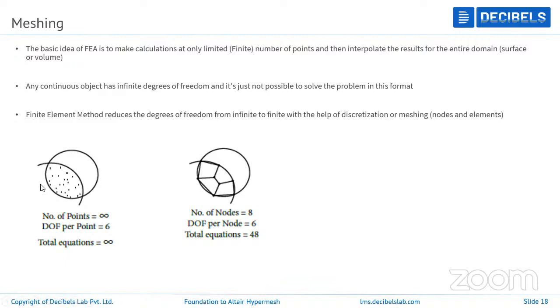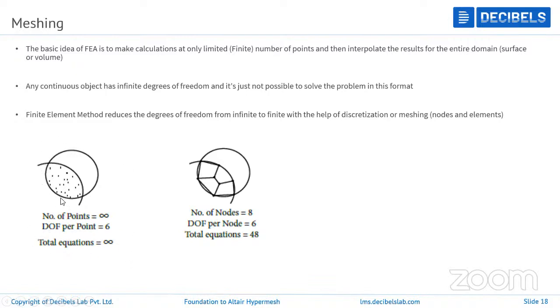Why? As you can see in this image, if I'm interested in creating elements for this portion, as we know, finite element analysis takes the calculation from infinite degrees to finite degrees. Here you can see, I don't know how many points there are. If I don't know the number of points, I know the degrees of freedom, but I cannot define the total equations.